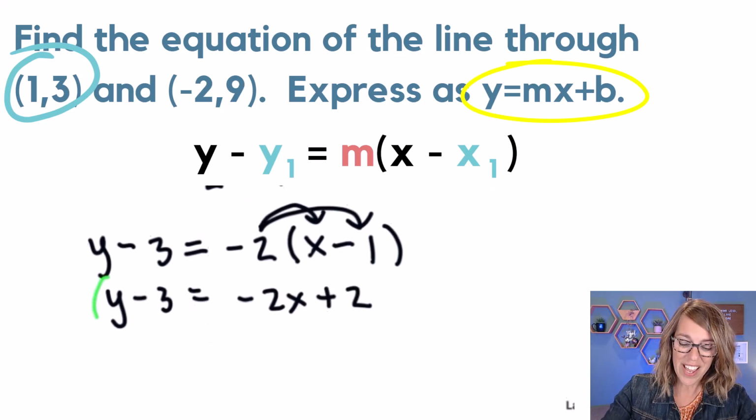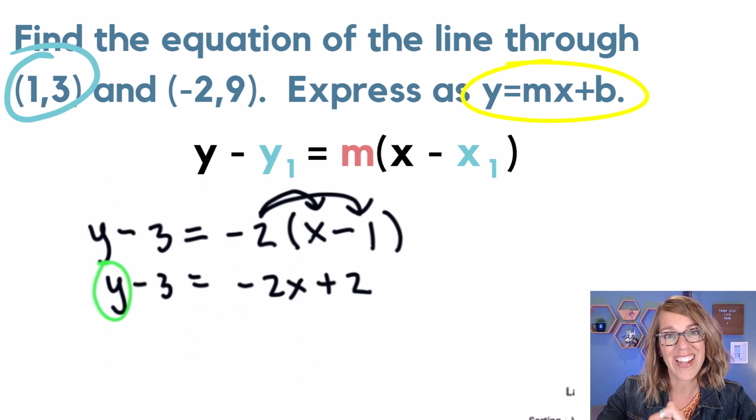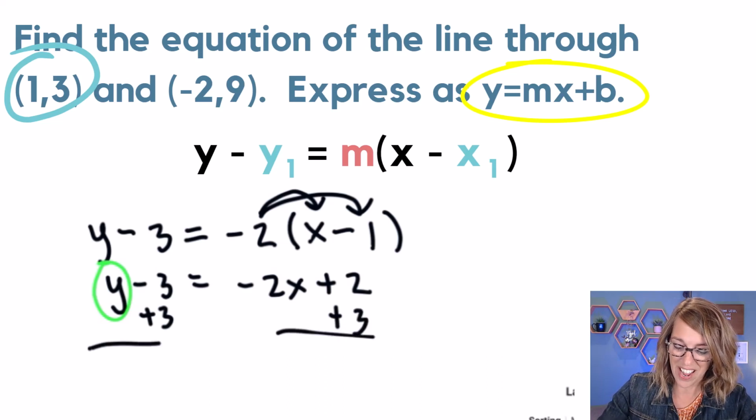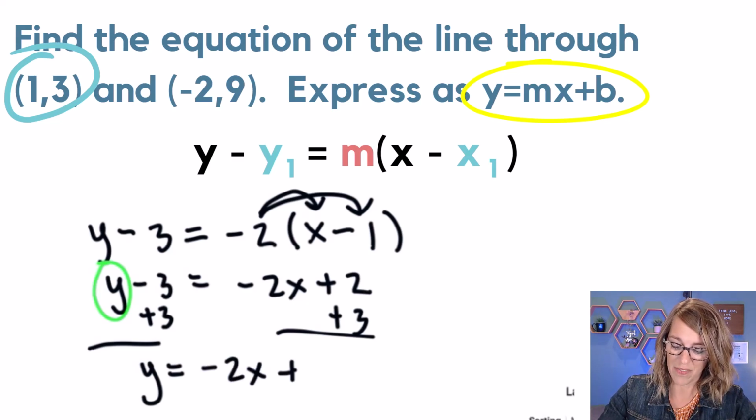Now I almost have y by itself. I just need to add that 3 to both sides. So plus 3, and I'm going to have my equation. Y is equal to negative 2x plus 5.